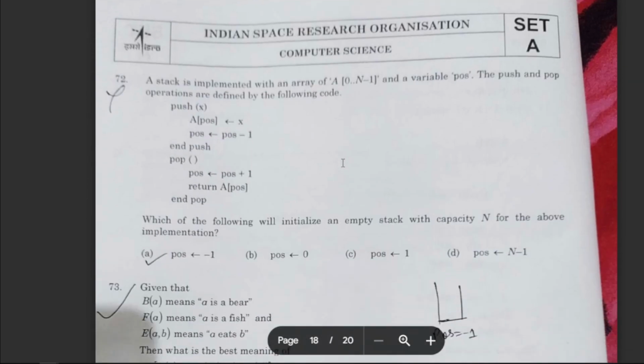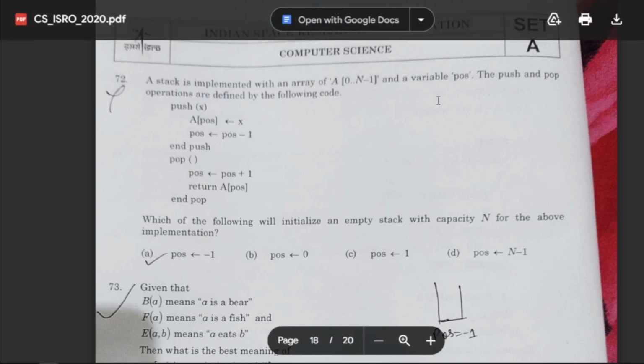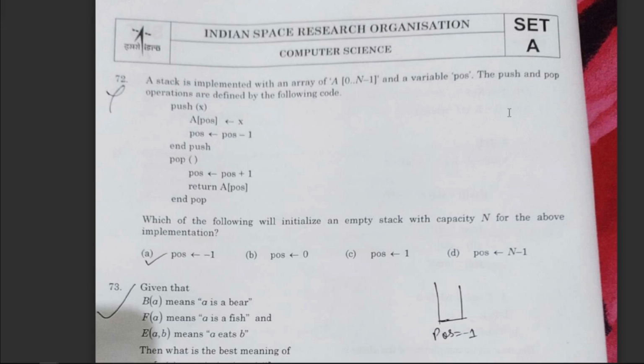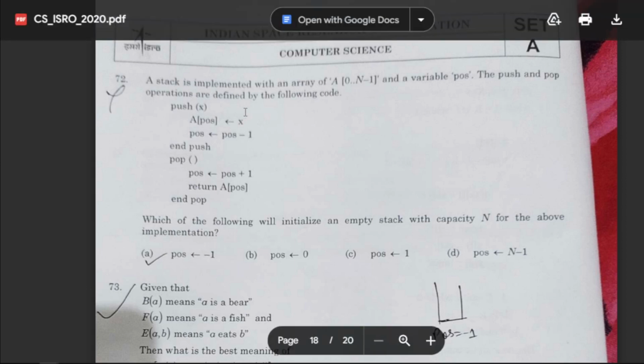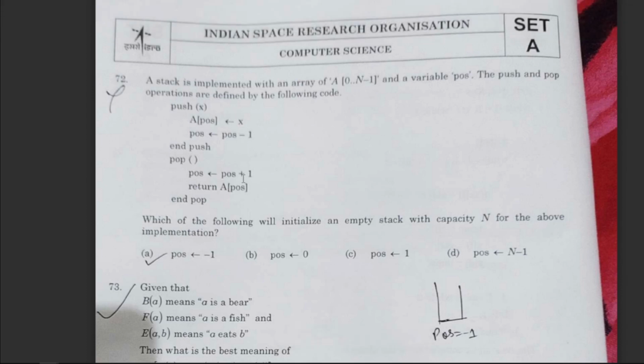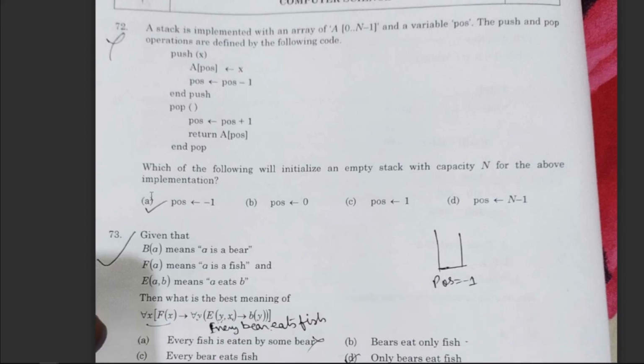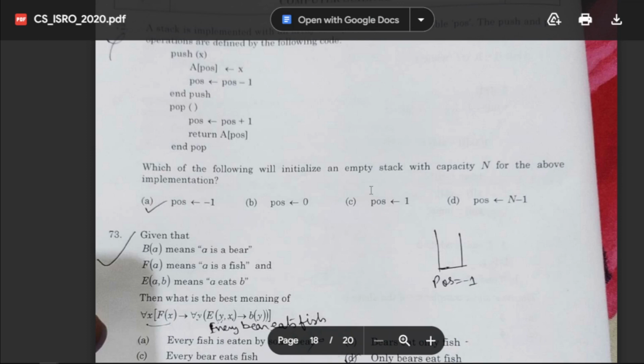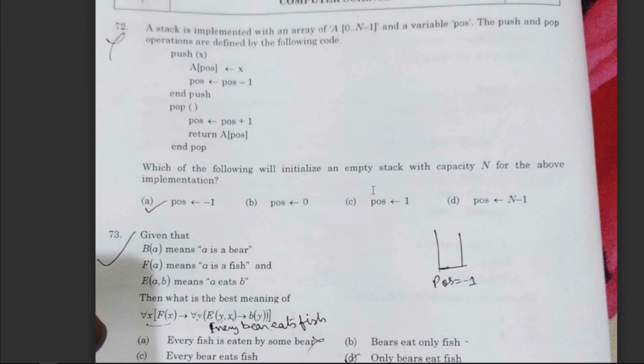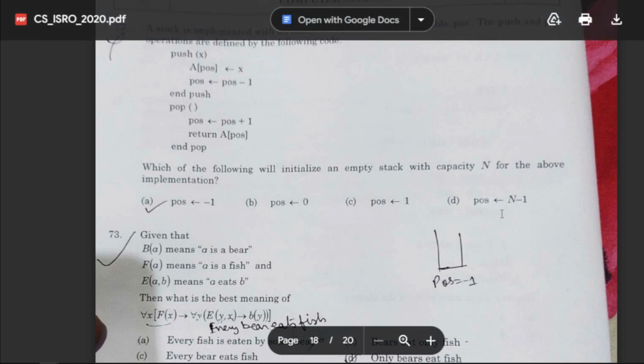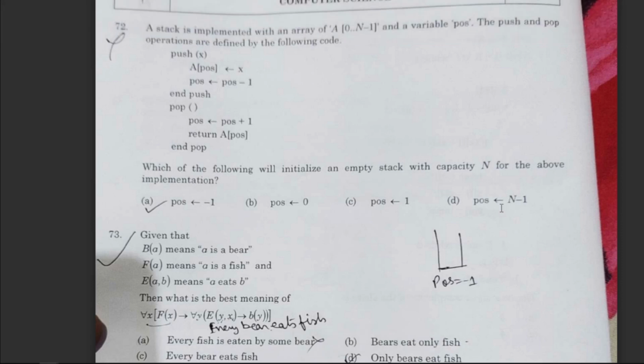Hope you got this. 72: a stack is implemented with an array of 0 to n minus 1 and a variable pos. With that, the push and pop operations are defined by the following code. Now it is asking which of the following will initialize an empty stack with the capacity n for the above implementation. For 72, our answer will be D, that is pos equal to n minus 1.